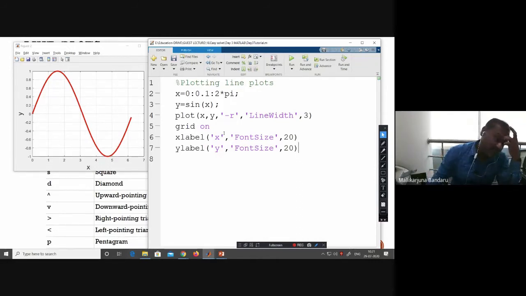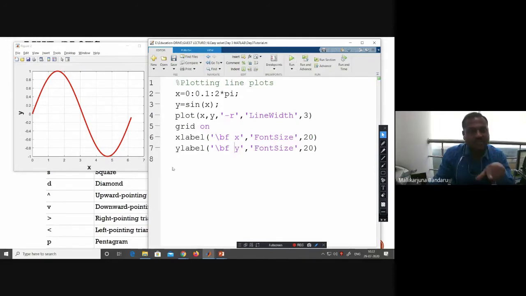Here x and y, or if you'd like to make it bold, backslash bf, bold font. X and y are in bold format, or if you want italic, you can use bi or something else. There are various syntaxes, whatever you wish to execute. But I would like to make a title for this. Suppose the title syntax is title, sin x graph, or graph of sin x.